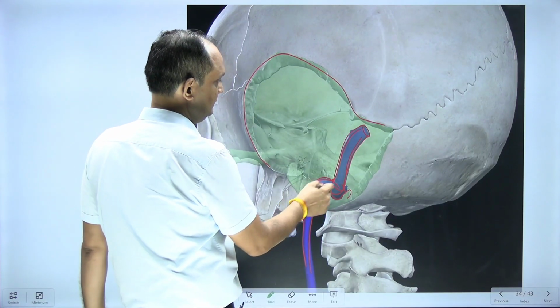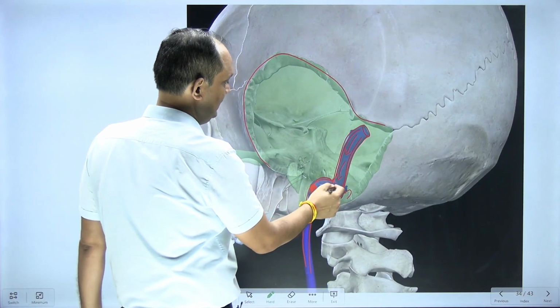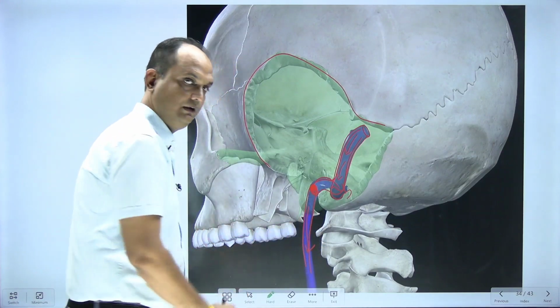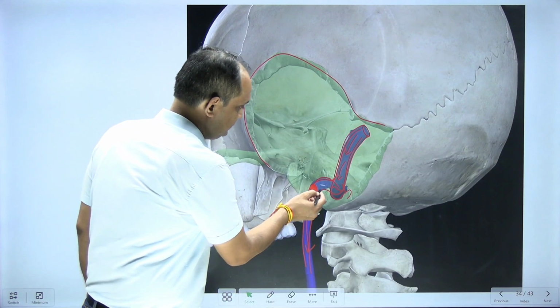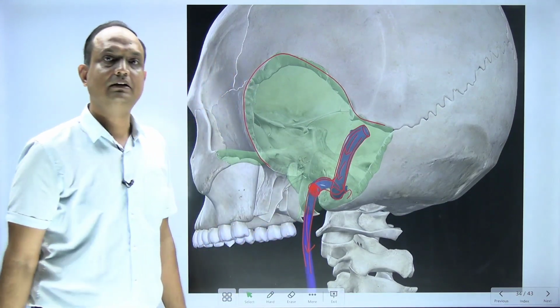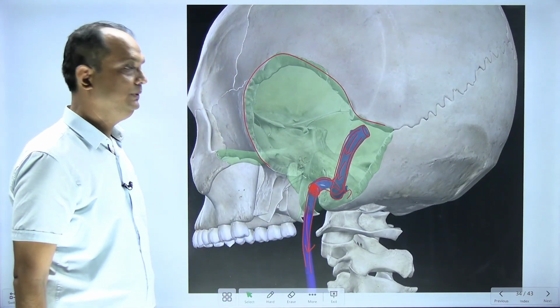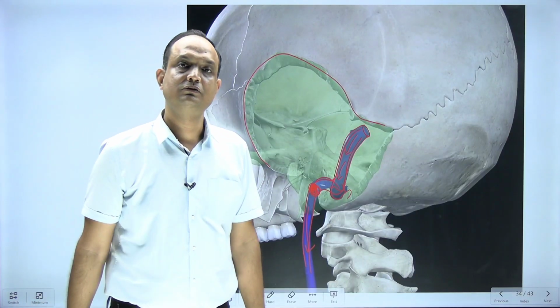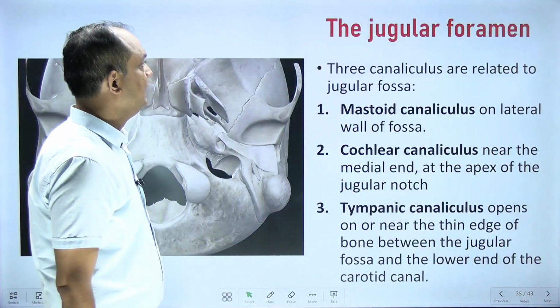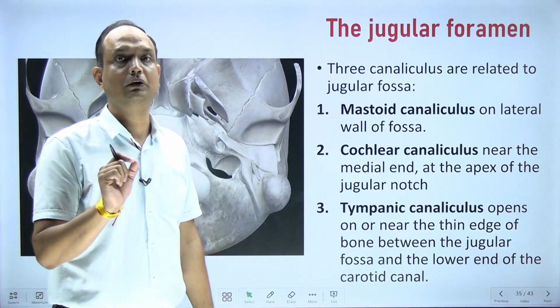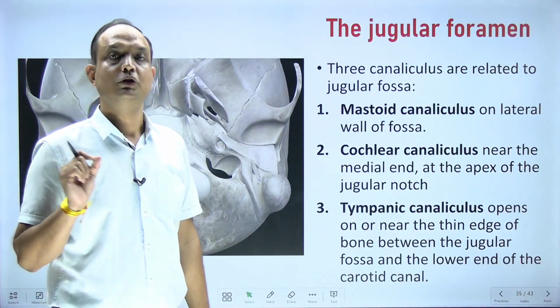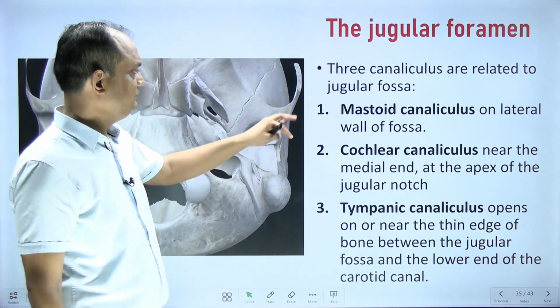Sometimes you have this question: the sigmoid sinus continues as? The answer is the internal jugular vein, or the internal jugular vein is a continuation of the sigmoid sinus. But at the junction of the sigmoid sinus and the internal jugular vein, you have a superior dilatation which is known as the superior bulb of the vein. Now there are a few important canaliculi related to the jugular fossa. So sometimes you have these questions.